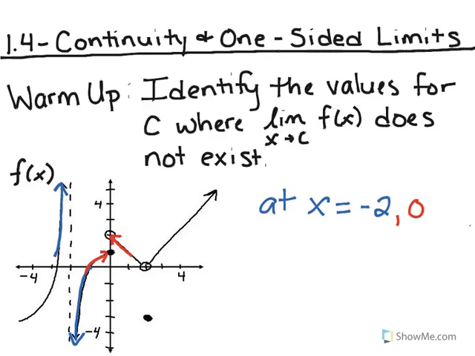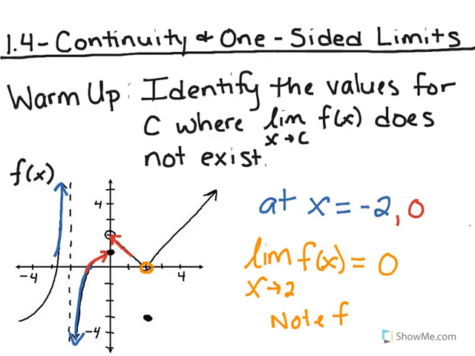Keep in mind that here at the hole, at x equals 2, we can find the limit. What is the limit as x approaches 2? Well, the y value that we're approaching from both sides is 0. Please note that f of 2 is actually -3, so they're not the same value.